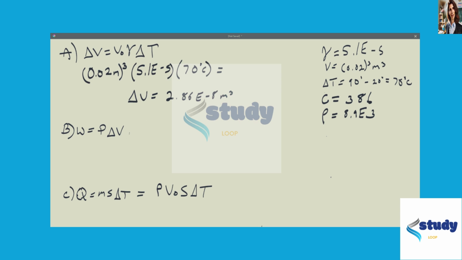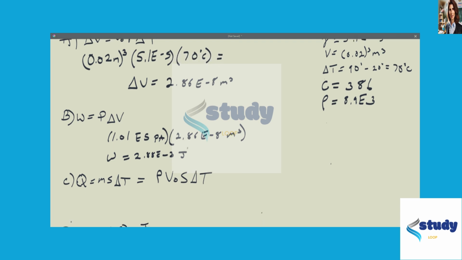Next thing we want to know is the amount of work done by the cube. So that's just the standard atmospheric pressure multiplied by the change in volume we just calculated. So 1.01 times 10 to the fifth power pascals multiplied by 2.86 times 10 to the negative eighth meters cubed. And that gives us work of 2.88 times 10 to the negative third power joules.